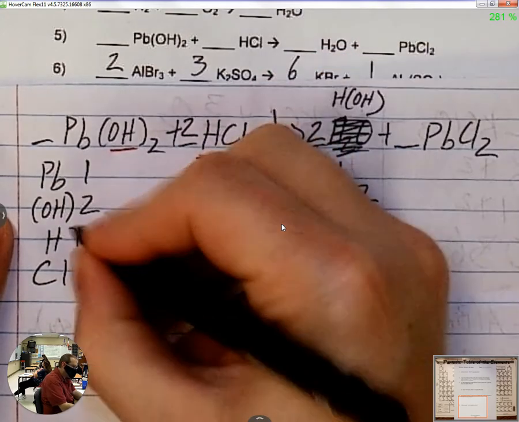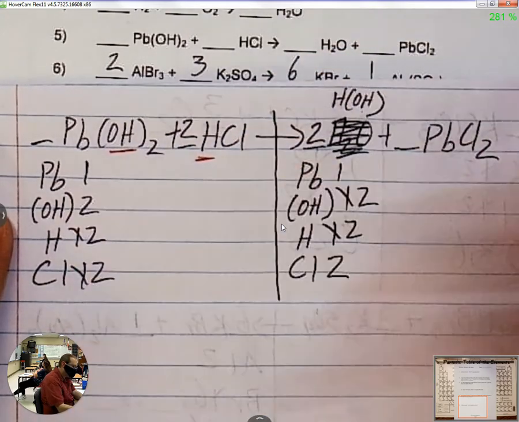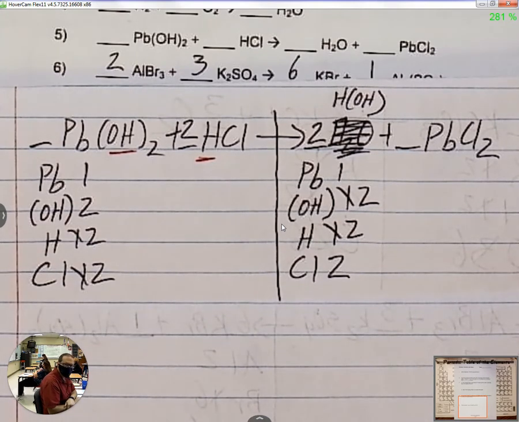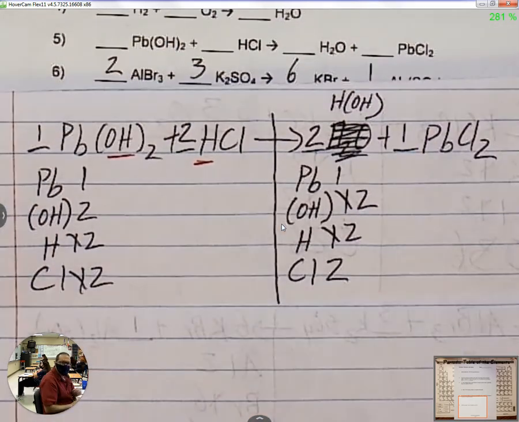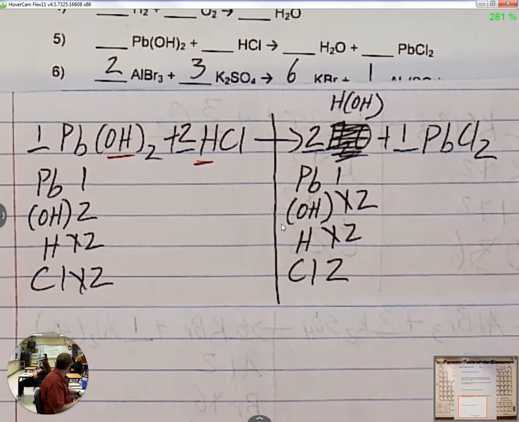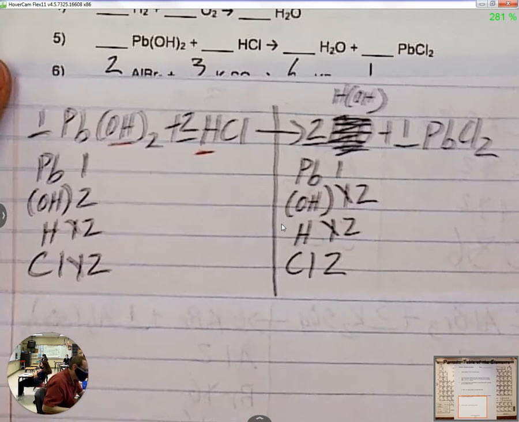Okay, that gives me 2 hydrogens, 2 chlorines, and oh my goodness, I'm done, right? Let's go through and turn my invisible ones visible. And we're finished. Can I reduce 1 to 2 to 2 to 1? Then we are done. Questions?